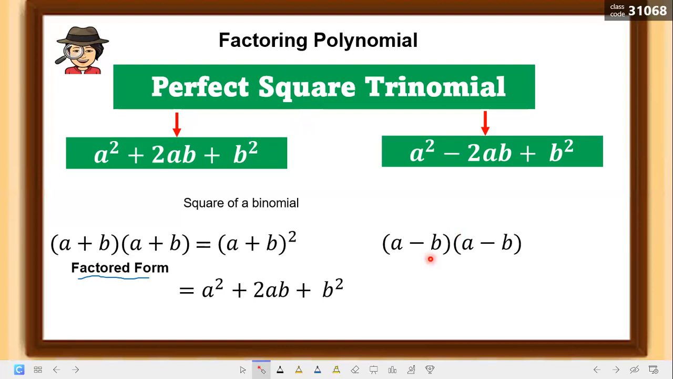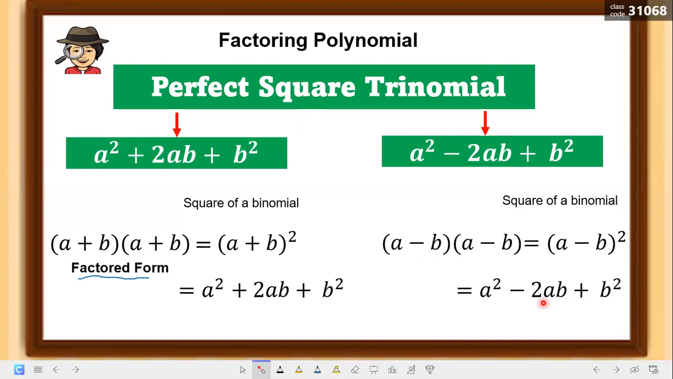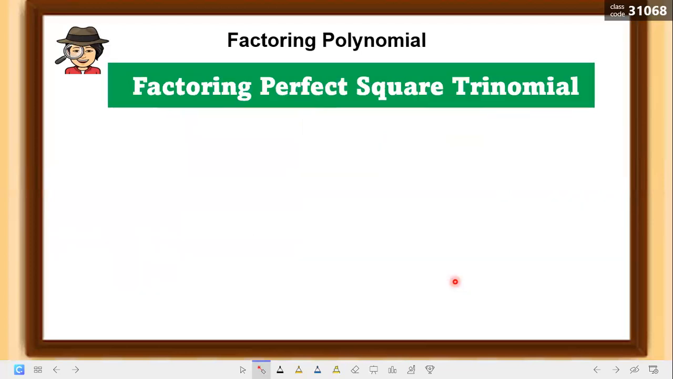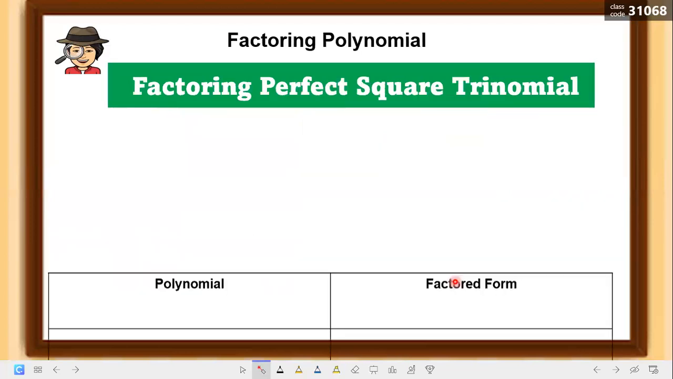Therefore, you can represent this as A minus B square. Kasi parehas siyang yung nasa binomial. Kapag in-expand po natin yan, yung square of binomial, ang result niya is a square minus 2ab plus b square. Yan yung ating given. Okay, punta na tayo sa ating factoring PST or perfect square trinomial.